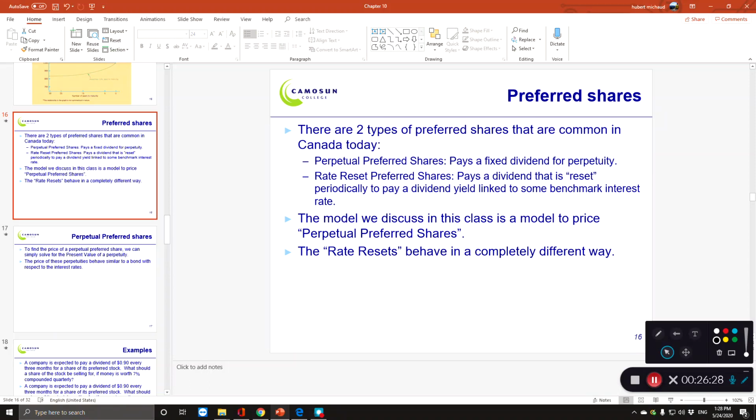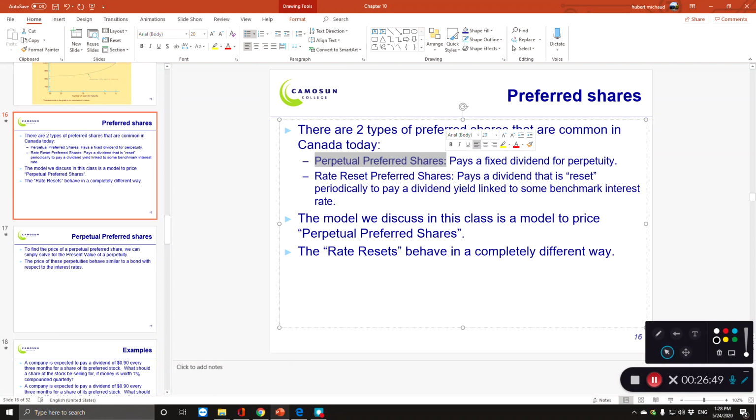The next thing I want to talk about is the preferred shares. There are two types of preferred shares in the real world. In your class, you probably always talk about perpetuals. They are preferred shares that pay a fixed dividend every year in perpetuity. That's why they're called perpetuals.